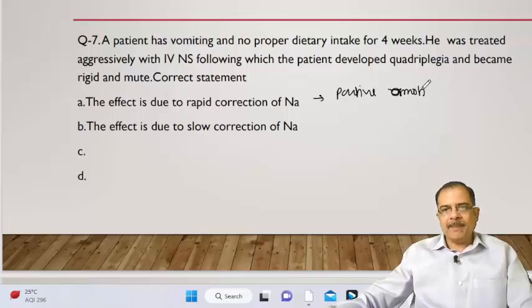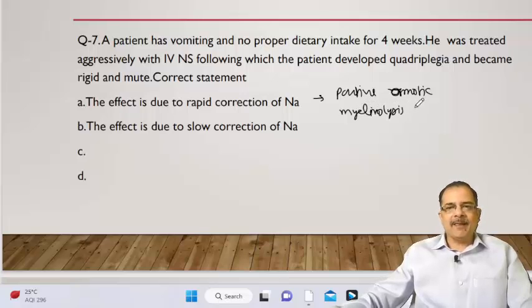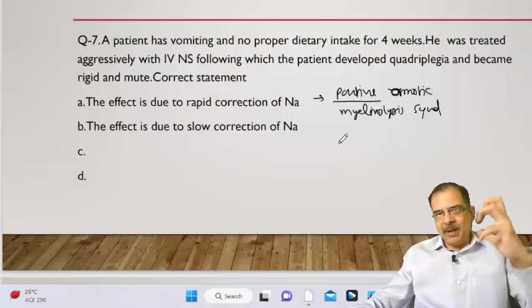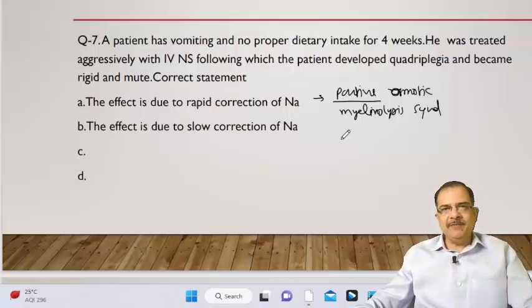osmotic myelinolysis syndrome, POMS. That is due to the rapid correction of the sodium. So pons is affected, and in the pons all the pyramidal fibers are descending down for the limbs. So quadriplegia will be there, and cranial nerves will be affected except for the midbrain cranial nerves. So patient will be rigid and mute.